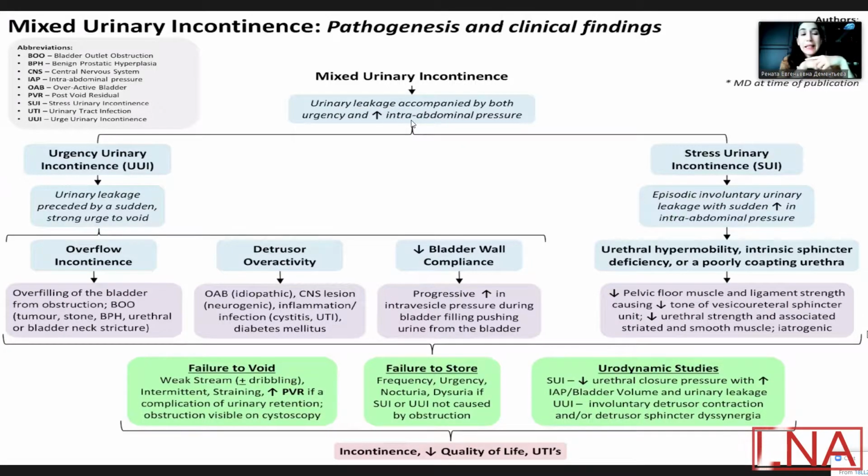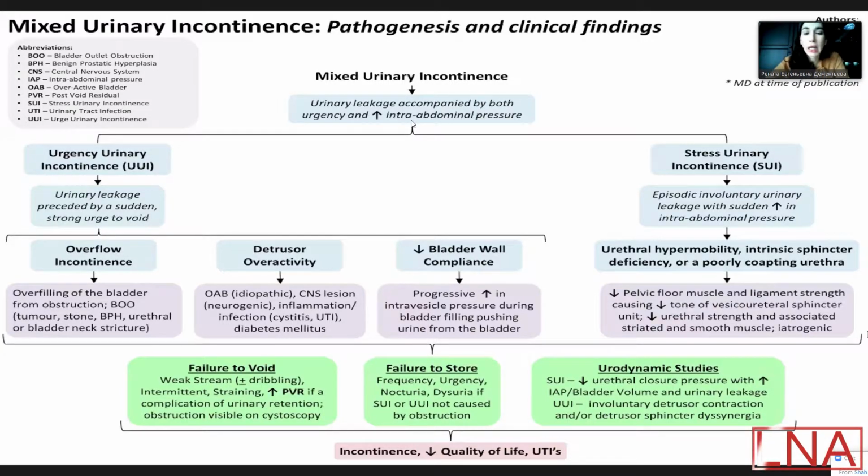All these problems lead to failure to void: weak stream, plus minus dribbling, intermittent straining, increased post-void residual volume, a complication of urinary retention, and obstruction visible during cystoscopy. Failure to store: frequency, urgency, nocturia, dysuria, all these problems which we discussed in the previous lecture. If stress urinary incontinence or urinary tract infection is not caused by obstruction.